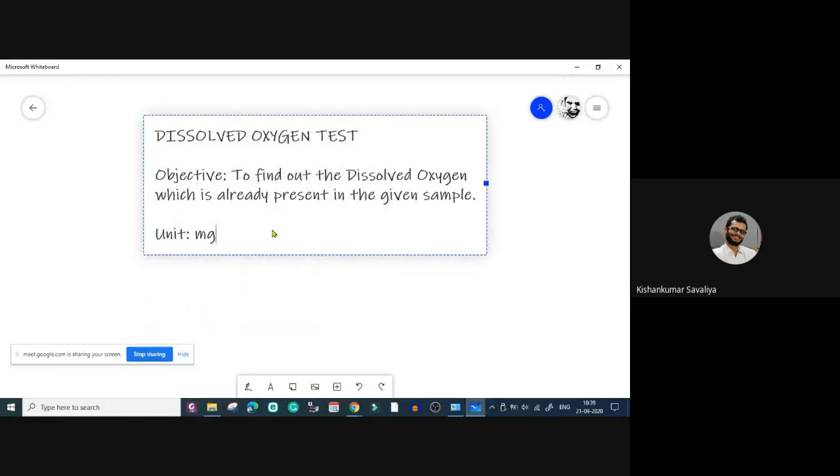Milligram per liter. So we have taken a sample from the outlet or inlet of the water treatment plant. We have to bring that sample into our laboratory, which is the environmental laboratory. After that, we will test for dissolved oxygen which is already present in the sample. So how much oxygen is already there in the sample?